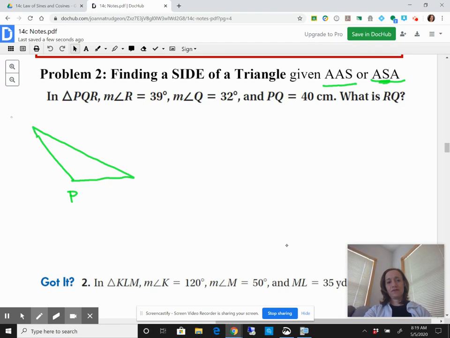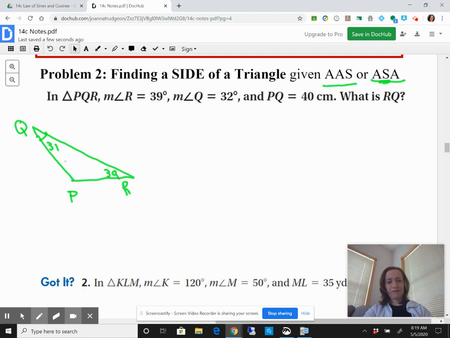Do not try to make this look like a right triangle. Let's make this Q. Let's make this R. And the reason I did that is because this looks more like 39 to me. Maybe this looks like 31. I don't know. Maybe we'll have to find angle P.